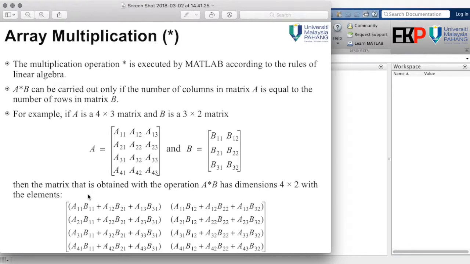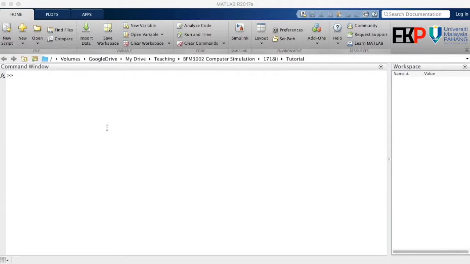So how matrix multiplication is performed is like this. A11 times B11 plus A12 times B21 plus A13 times B31. That will be one element. And so on goes for the other elements as well. So let's take a look at array multiplication in MATLAB.